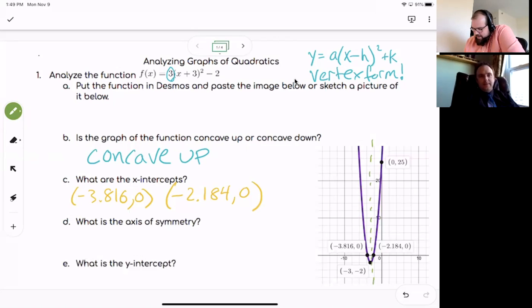Okay, and here we've got the point -3 comma -2. And I know that vertical lines have the same x value going up and down the whole thing. So that's really about the x value here. X equals -3.